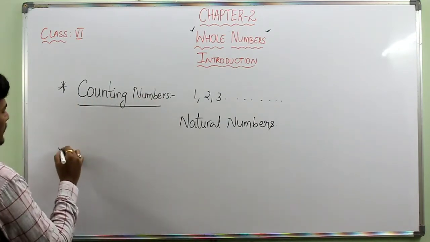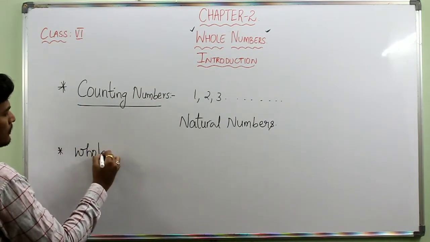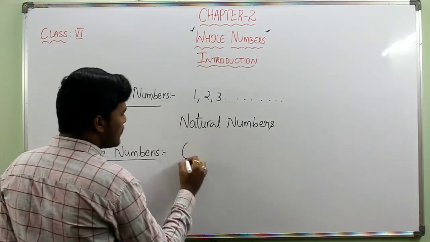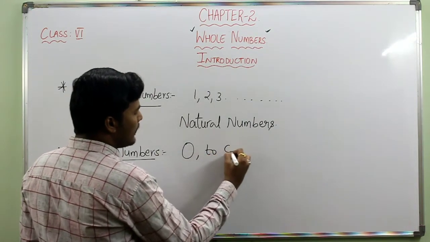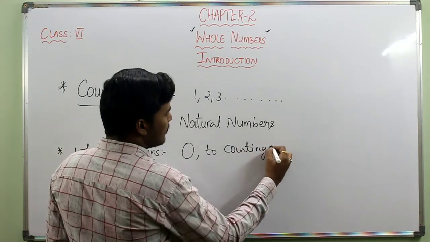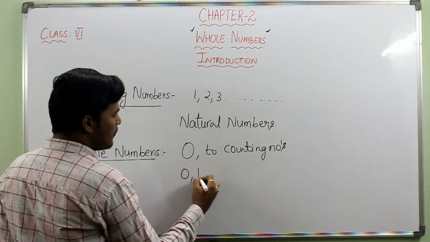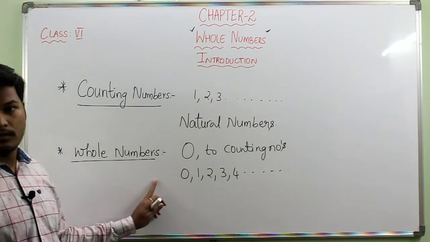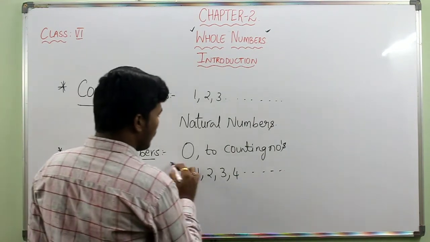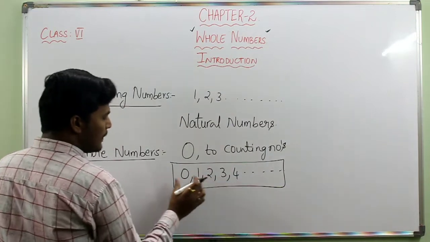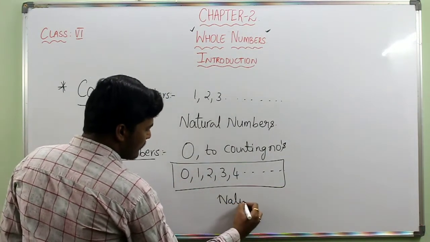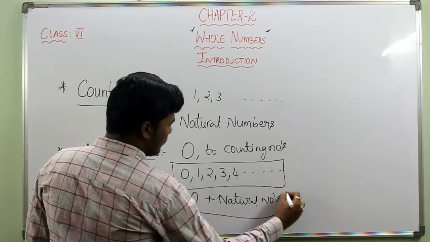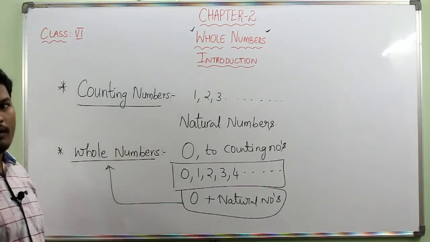Now the next one is whole numbers. What are these whole numbers? If I am adding 0 to the set of counting numbers, then they become whole numbers. That means 0, 1, 2, 3, 4, and so on are called whole numbers. So natural numbers including 0. If I have a set of natural numbers and I add 0, then they will become whole numbers.